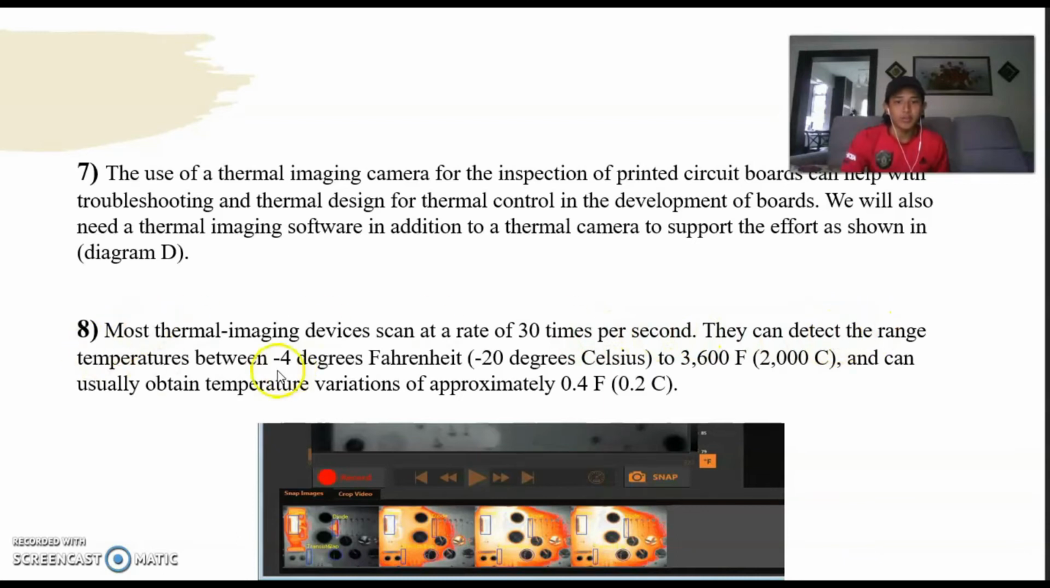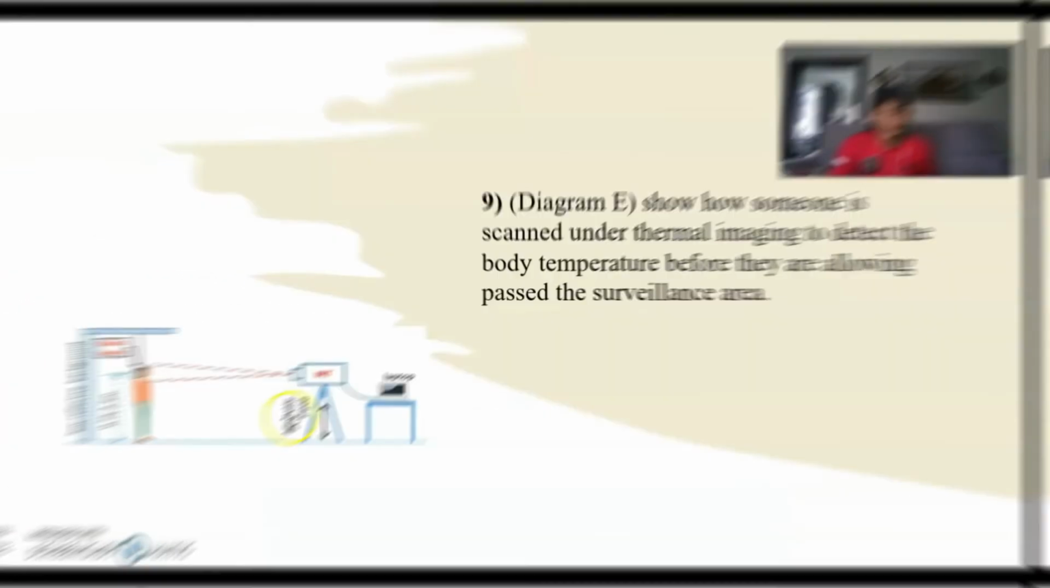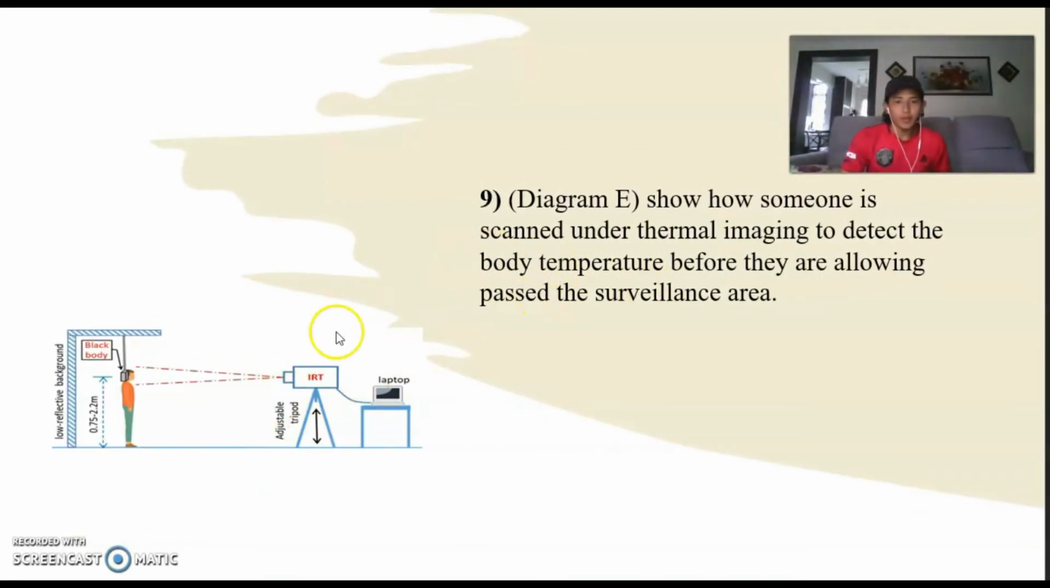Most thermal imaging devices can scan at a rate of 30 times per second. They can detect a temperature range between -4 degrees Fahrenheit, which is -20 degrees Celsius, to 3,600 Fahrenheit, which is 2,000 Celsius. And we usually obtain temperature values accurate to approximately 0.4 Fahrenheit, which is 0.2 Celsius. Diagram E shows how someone is scanned under thermal imaging to detect body temperature before they are allowed to pass the surveillance area, like in an airport or a public shopping mall and others.